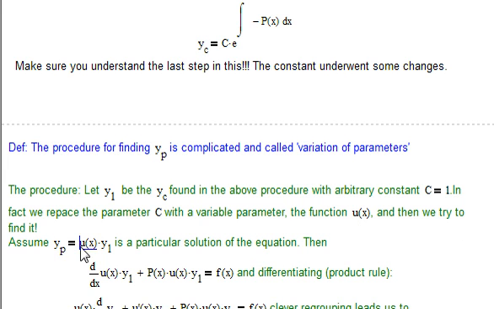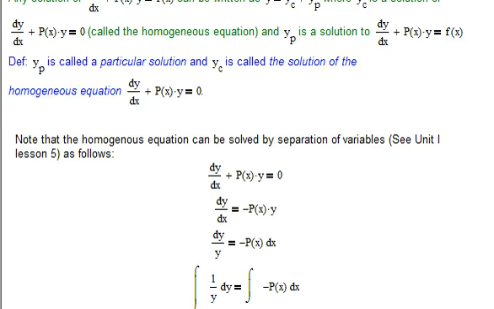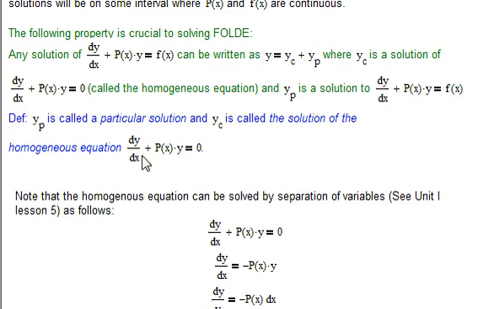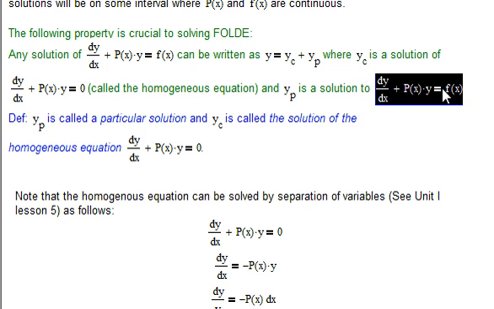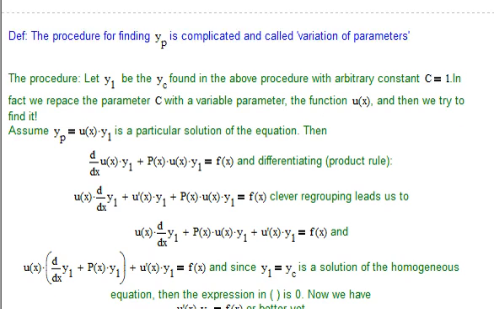Now, since yp, this u of x times y1, is a particular solution of the equation, then we should be able to substitute it back into the equation and solve. We know it's a solution. See what happens is, we know it's a solution of this equation, or we're making the assumption that it's the solution of this equation, and then we're going to see if we can't find it.